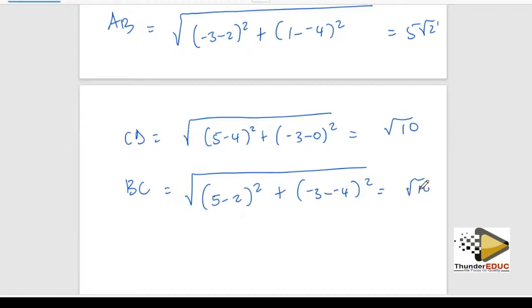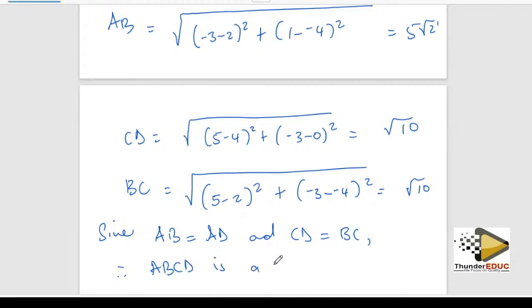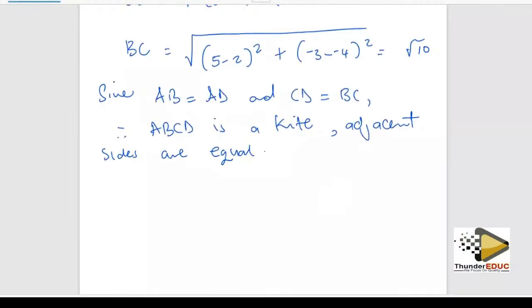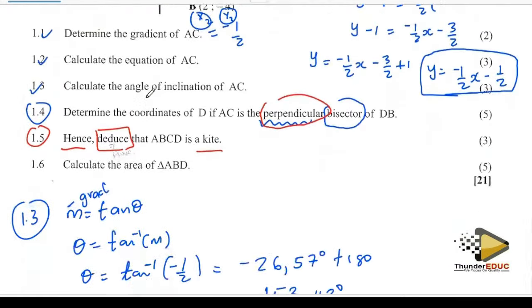Punching that in the calculator also gives me √10. Then come down and say that since AB is the same as AD, and CD is the same as BC, therefore ABCD is a kite. And the reason is adjacent sides are equal. All right, so there we go. Adjacent sides are equal. So guys, that is question 1.5.